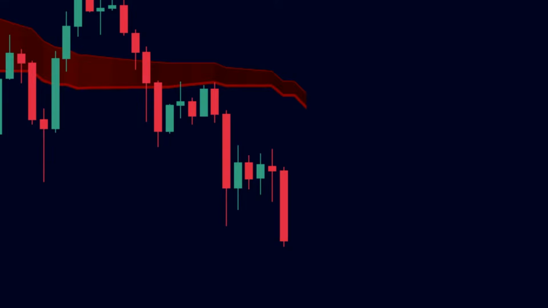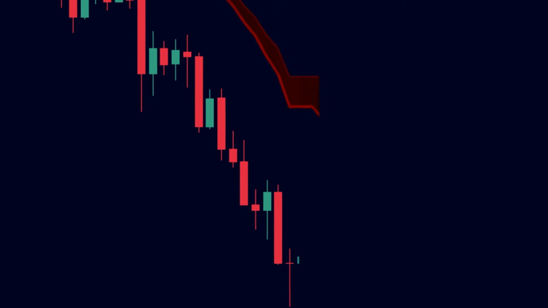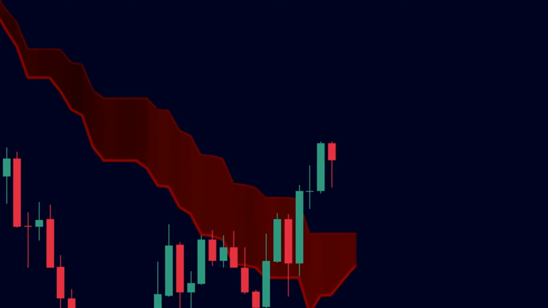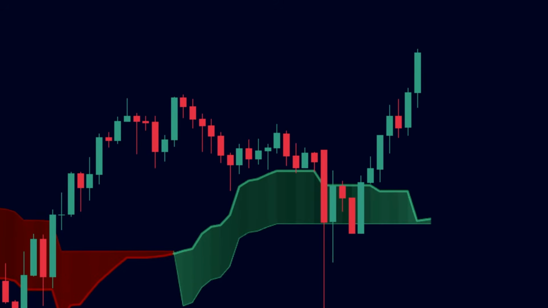The band between these two trails visualizes momentum and extension. Darker colors mean price is strongly pushing away from the trail and momentum is high, while lighter colors suggest the move is losing strength, compressing, or preparing for a possible shift.